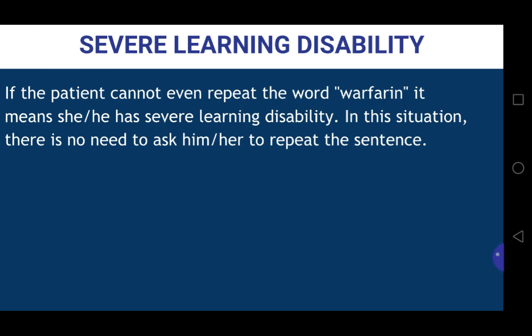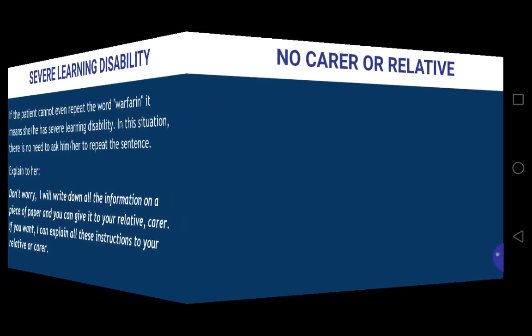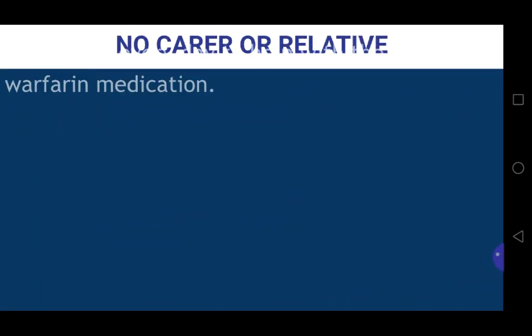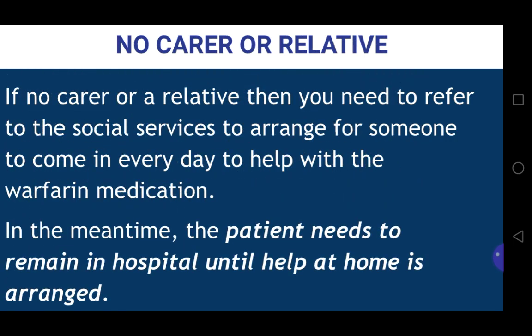In this situation, there is no need to ask the patient to repeat the sentence. Explain to the patient, don't worry, I will write down all the information on a piece of paper and you can give it to your relative or carer. And if you want, I can explain all these instructions to your relative or carer as well. If there is no carer or relative available, then you need to refer to the social services to arrange for someone to come in every day to help with the warfarin medication. And in the meantime, the patient needs to remain in hospital until help at home is arranged.